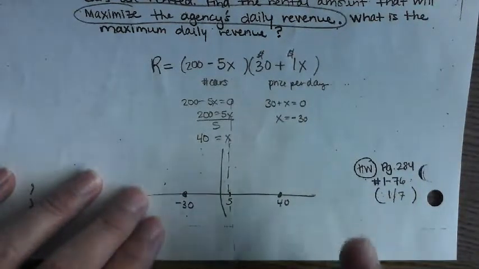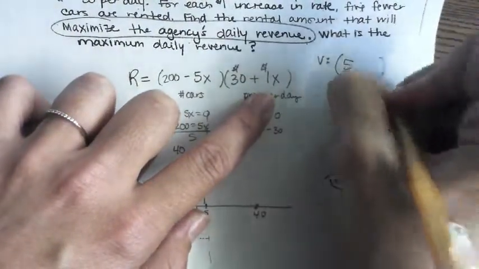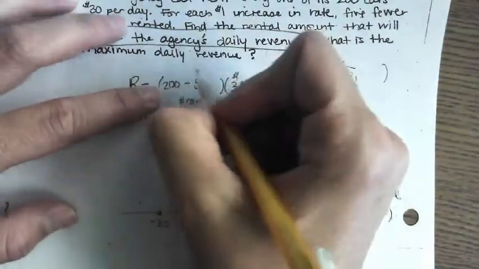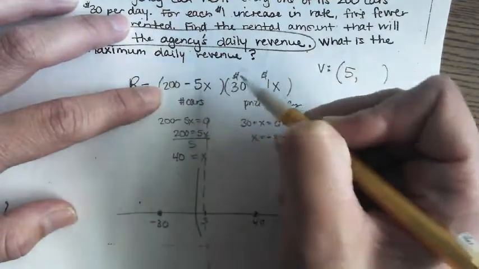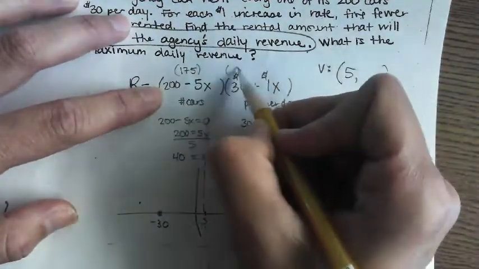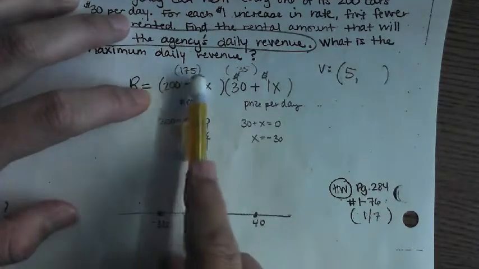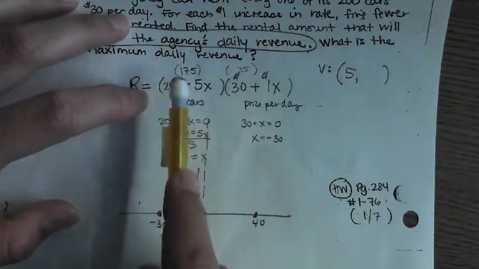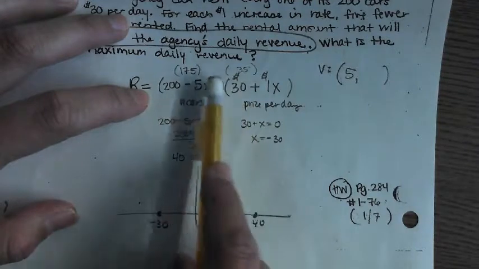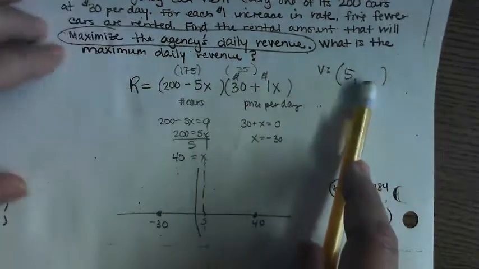And then if I wanted to know exactly what, I would do what with my 5? Plug it in, right? So if I plug in 5, 200 minus 5 times 5, so 200 minus 25 is 175, times, if I plug in 5, I get 35. So ideally, to maximize my revenue, I want to rent 175 cars at $35 each, and 175 cars times $35 will give you your maximum revenue.